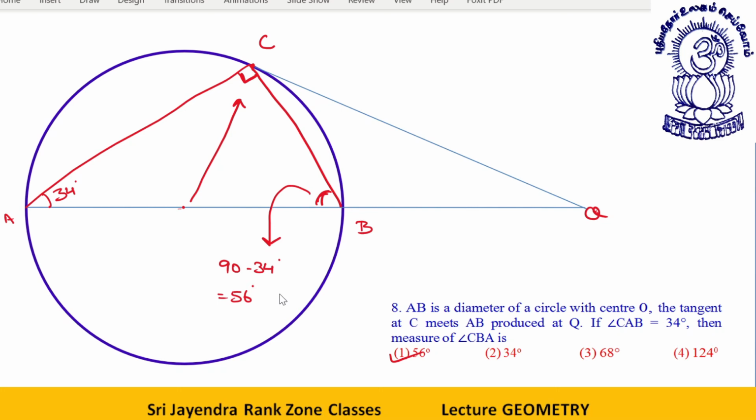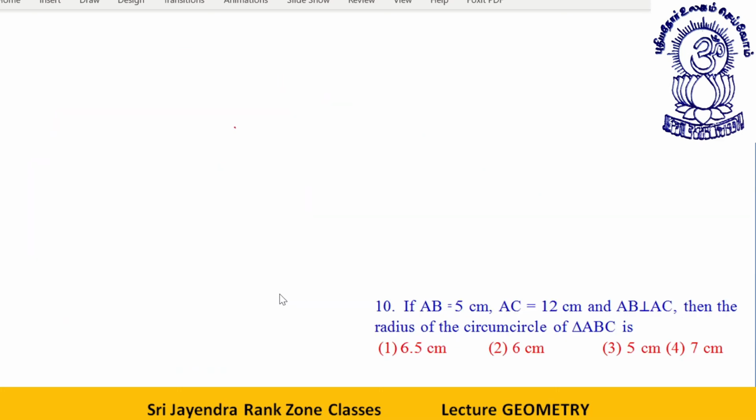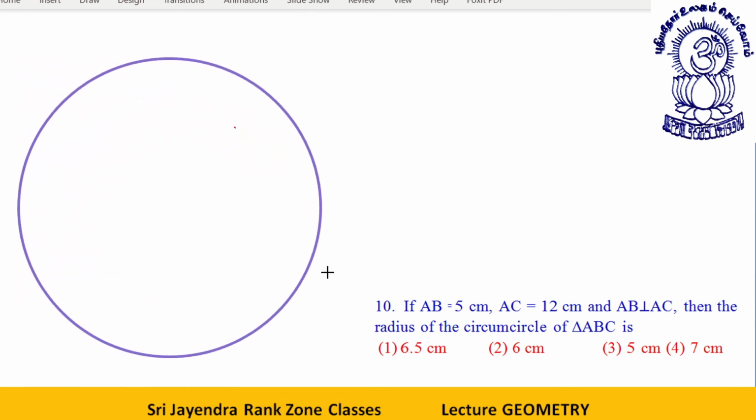Okay, let's move towards the next one. The next question we have is, if AB is equal to 5, AC is equal to 12, and AB is perpendicular to AC, we have a right triangle. Then the radius of the circumcircle of the triangle is, I have a triangle and I need to circumscribe it. Let's say I take a circle first in order to explain, and from the next time whenever this sort of question comes, I will solve it directly.